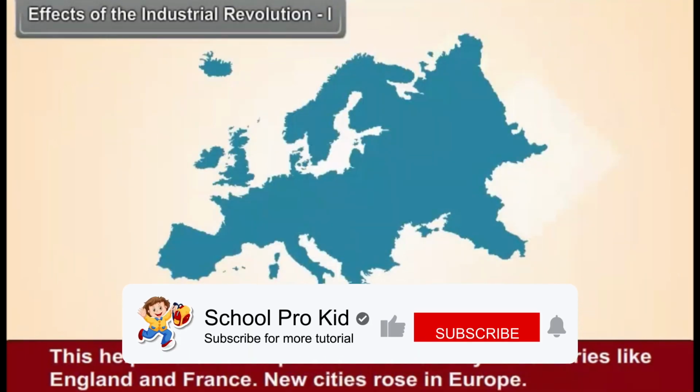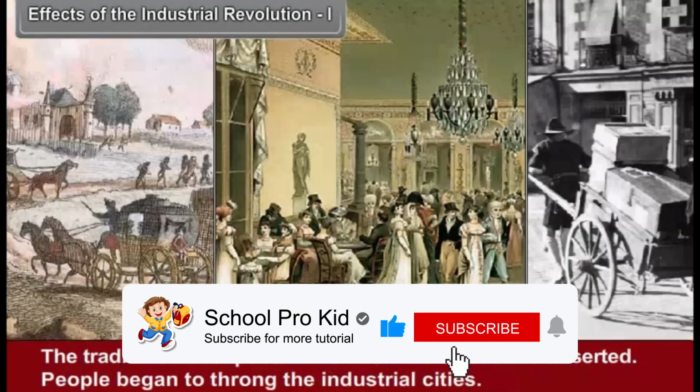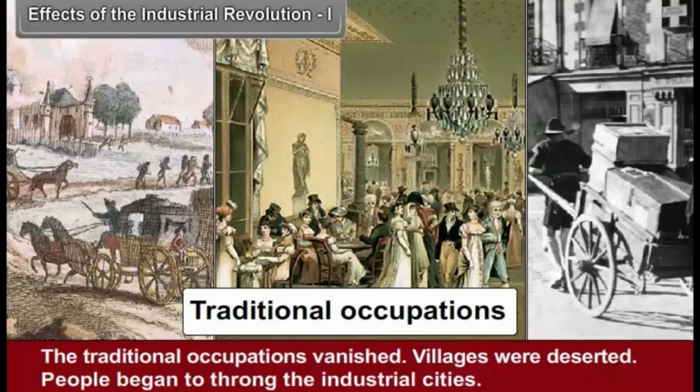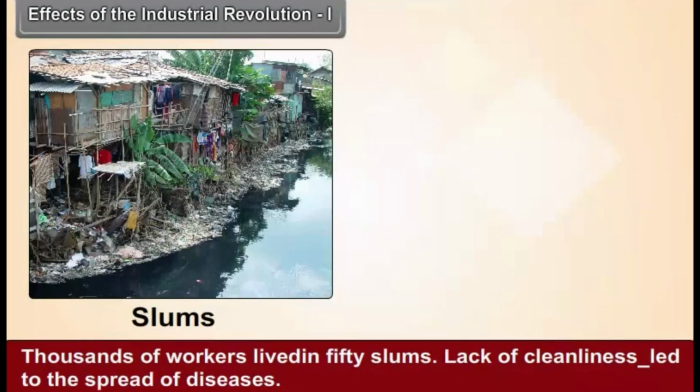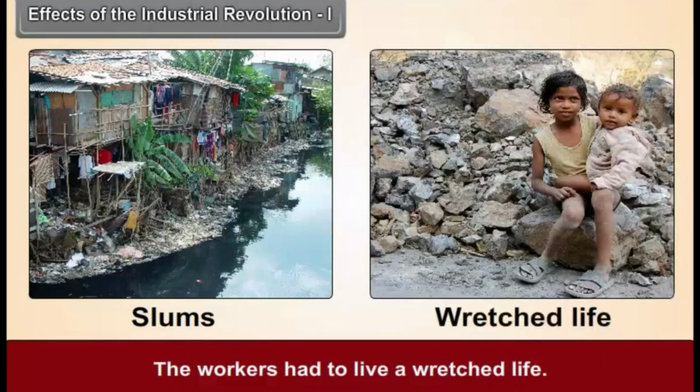New cities rose in Europe. The traditional occupations vanished. Villages were deserted. People began to throng the industrial cities. Thousands of workers lived in filthy slums. Lack of cleanliness led to the spread of diseases. The workers had to live a wretched life.